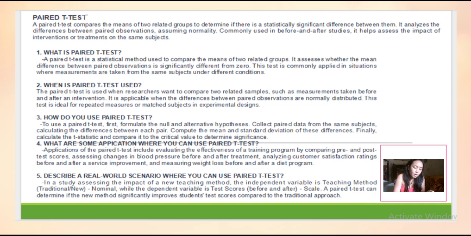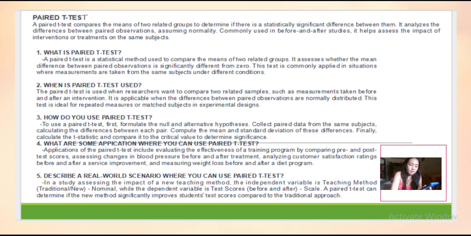Question number 4. What are some applications where you can use a paired t-test? Applications of the paired t-test include evaluating the effectiveness of a training program by comparing pre and post test scores, assessing changes in blood pressure before and after treatment, analyzing customer satisfaction ratings before and after service improvement, and measuring weight loss before and after a diet program.